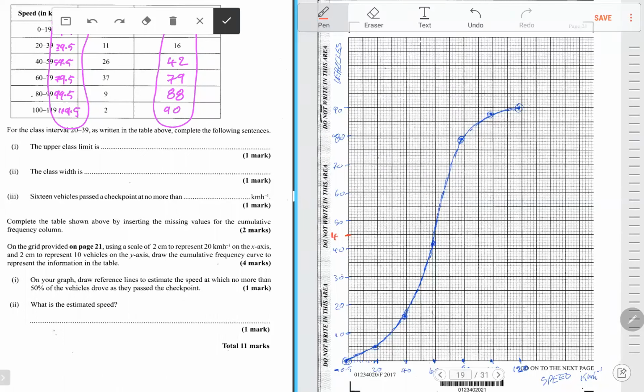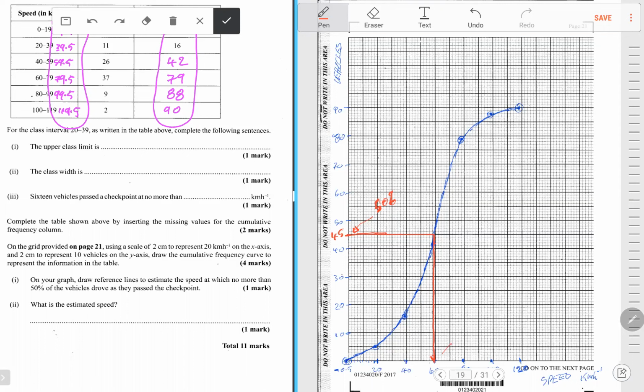45 vehicles, that's 50% of the vehicles. So it's almost like you're finding the median speed, the speed that the 45th vehicle travelled at. So let's come across on the graph here, and read that value down. Looking at about 60 kilometers per hour. About 60 on that graph.